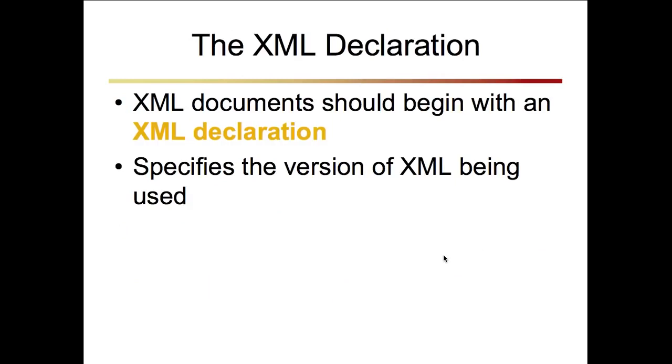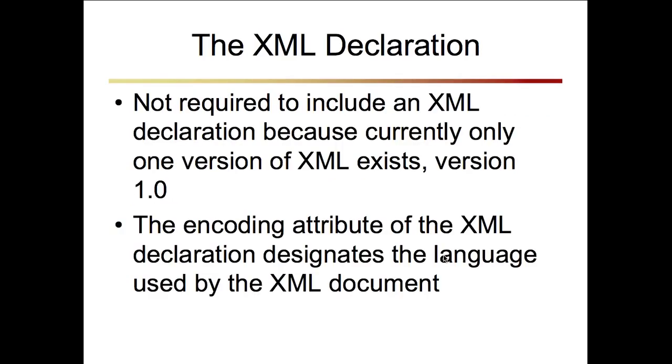So we have a declaration that we can use. XML documents should begin with an XML declaration. Remember when I put HTML up there? Well, you can put XML up there at the top, but you have to specify XML 1.0, 2.0, whatever it is you're using. Don't quote me on the 2.0. I'm half thinking it's out, but it's not in widespread use yet. There's no requirement to include an XML declaration because currently only one version of XML exists, which is version 1.0. You can actually leave it out.